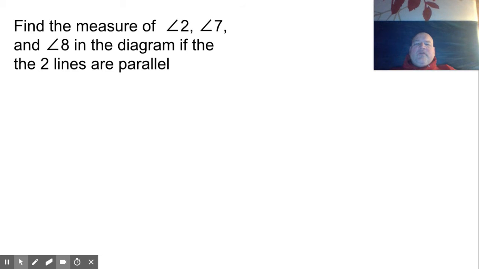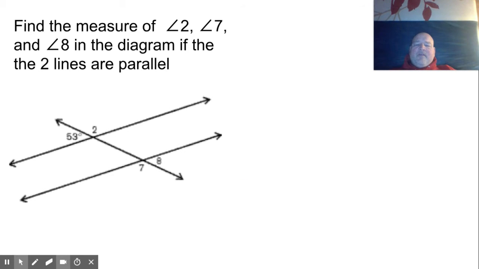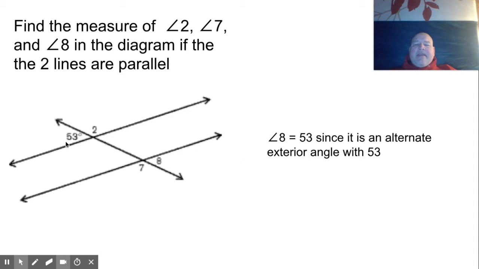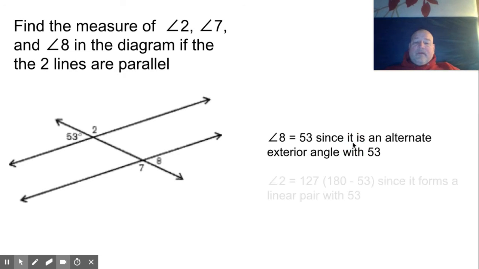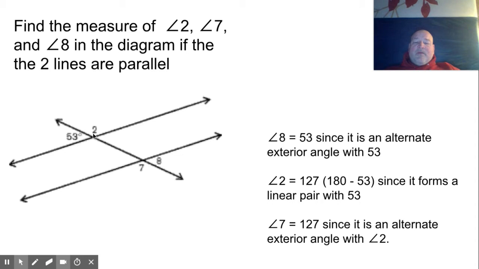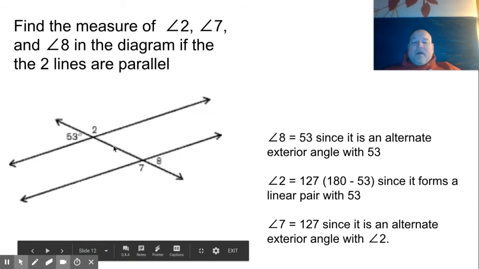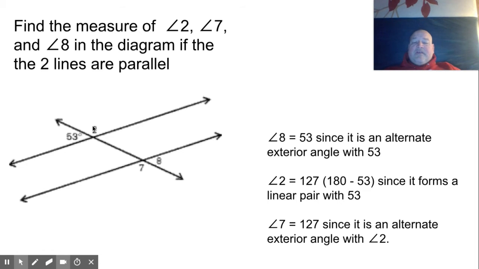Find the measures of angle 2, angle 7, and angle 8 if the two lines are parallel. So angle 8 would have to equal 53, since it's an alternate exterior angle with the 53-degree angle. Angle 2 is 127, 180 minus 53, because it forms a linear pair with 53. Angle 7 would also equal 127 because it's an alternate exterior angle with 2. Again, notice they alternate sides of the transversal, and they're outside of the two parallel lines.